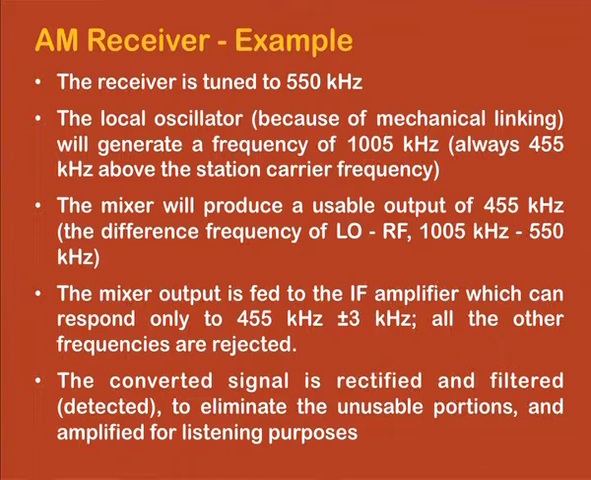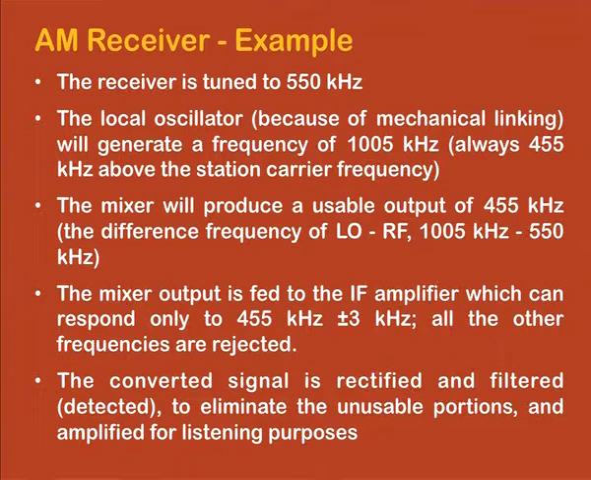If we want to tune the AM receiver to 550 kilohertz, in that case the frequency which we are going to choose for the local oscillator is 550 kilohertz plus 455 kilohertz, which is the intermediate frequency for an AM receiver, meaning the LO frequency will be set to 1005 kilohertz. The mixer will produce usable output at 455 kilohertz, the difference of LO and RF frequencies, and the mixer output is fed to the IF amplifier that can respond only to 455 kilohertz.